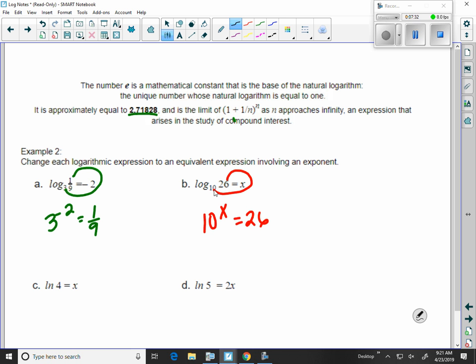You doing okay? All right, down here, now we have the natural log. What's the base of a natural log? e. So we're going to write e in there because it's not written. We start at that base e, we go around. So e to the x equals 4. Same thing on D. We have to have that base e when we go around. e to the 2x equals 5.